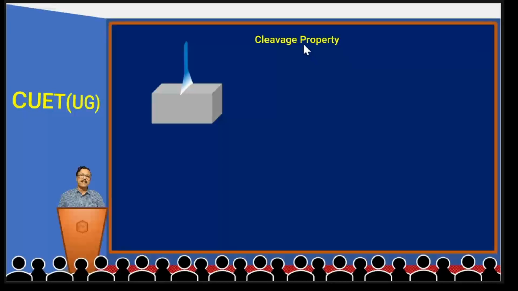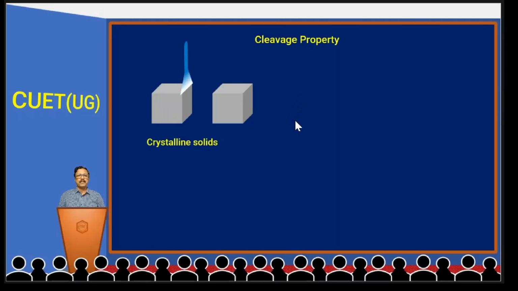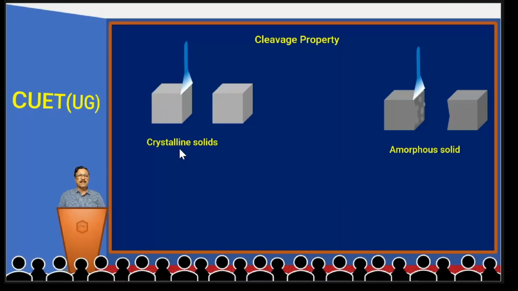Another property that distinguishes these two types of solids is the cleavage property. When cut with a sharp-edged tool, the crystalline solids break up into two pieces with smooth surfaces. So the surface is very smooth. Now, if you cut an amorphous substance in a similar way, it breaks into pieces with irregular surfaces, like this. So this is a crystalline solid, and this one is an amorphous solid.